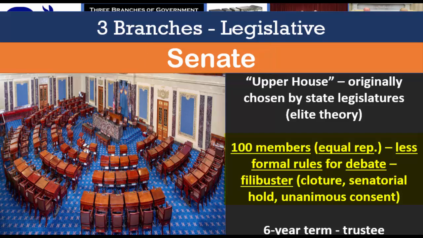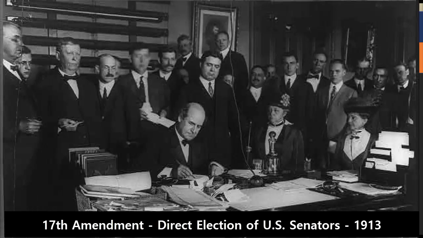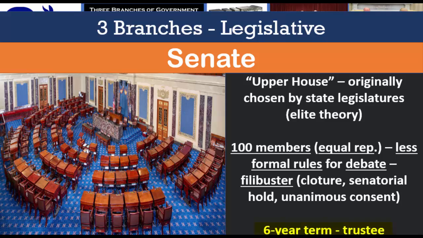It originally was made up of members chosen by state legislatures rather than the people, lending to an early elitist model of democracy. Of course, that changed with the 17th Amendment in 1913. And finally, with their 6-year terms, senators have more freedom to utilize the trustee model of representation.